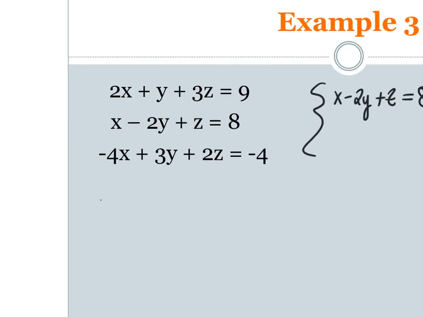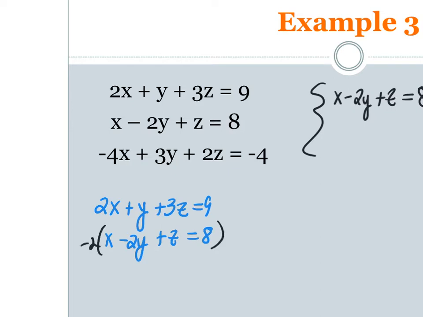So now we're just going to go through the process. It's a pain in the butt. I understand that, but it's nothing you guys can't handle. 2x plus y plus 3z equals 9. X minus 2y plus z equals 8. What am I going to multiply the bottom by? Negative 2. I want to get rid of the x's first.